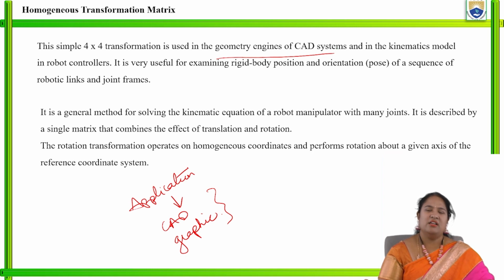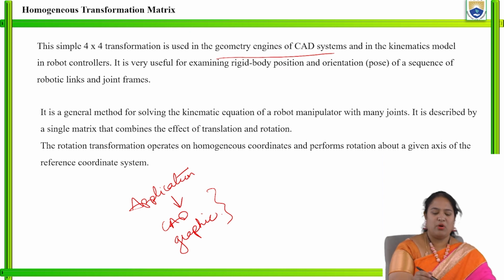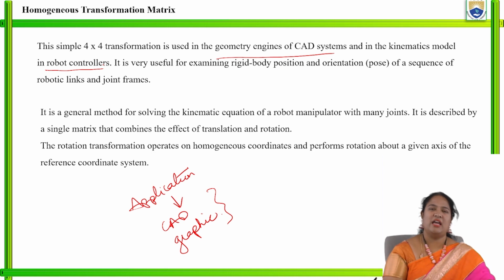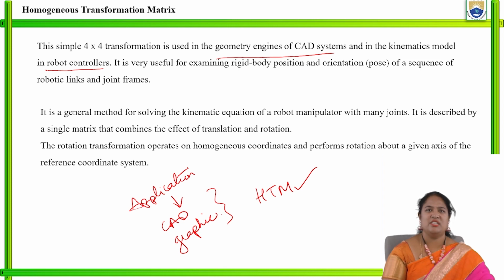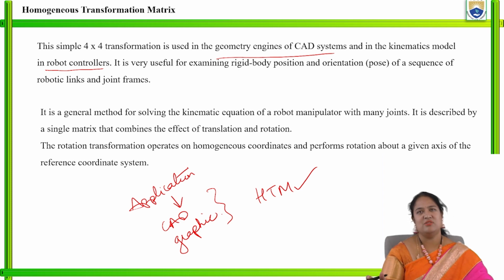The homogeneous transformation matrix is one of the most important types of matrix in the geometry engines of CAD systems and in the kinematic models in the robot controller. It is very useful for examining the rigid body position or orientation of the sequence of robot links and joints. Here, the homogeneous transformation matrix is also used to identify position and orientation, but in various aspects, generally in CAD or graphic modelling.